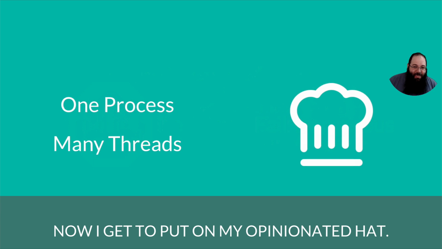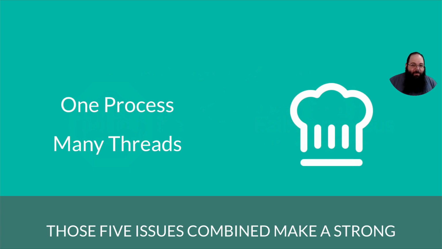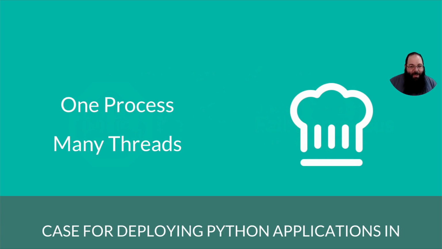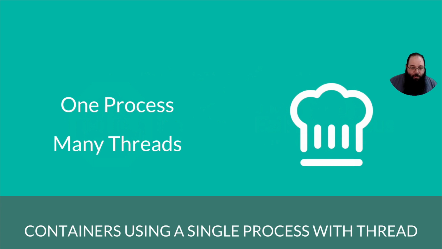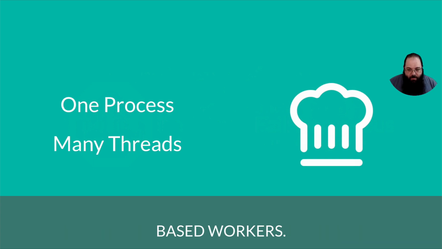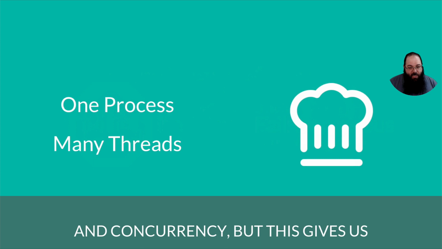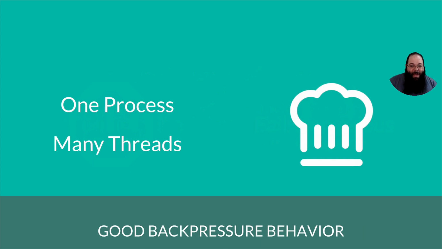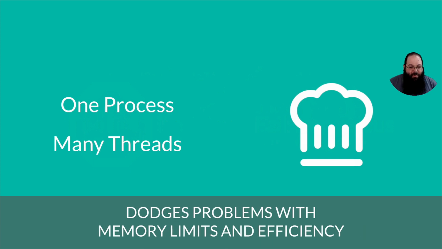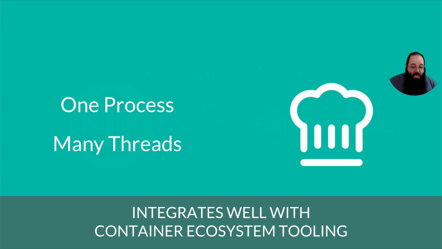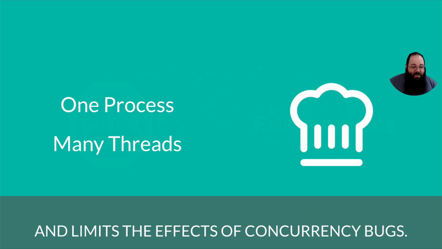Now I get to put on my opinionated hat. Those 5 issues combined make a strong case for deploying Python applications in containers using a single process with thread-based workers. We have multiple replicas for redundancy and concurrency, but this gives us good backpressure behavior, dodges problems with memory limits and efficiency, integrates well with container ecosystem tooling, and limits the effect of concurrency bugs.